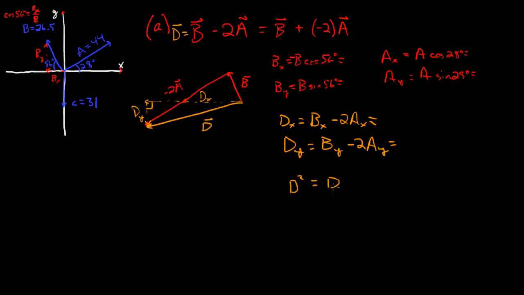So dx squared plus dy squared. Solving for just the length, you get that it's equal to the square root of the sum of the squares of the sides. Okay, to find the angle, I'm going to define that as theta for D.